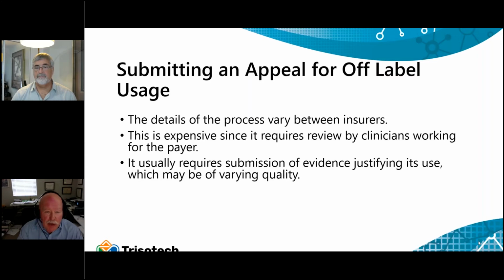It causes problems. And some of the issues that come up with the appeal process is the process for appeal between insurers differs. It's expensive, both for clinicians and for the payers, because the payers have to employ clinicians to review the applications, and the clinicians who are working may not be experts in topics such as targeted therapy. And then finally, the approval requests the requester to give copies of evidence justifying its use. And this may be incomplete or biased, so the quality is variable for this.